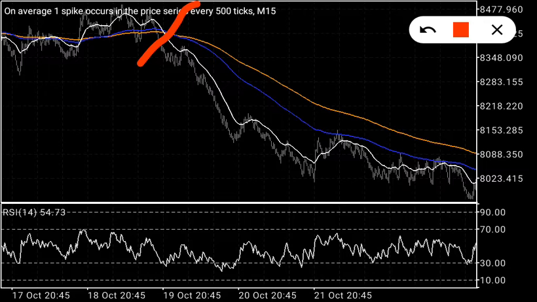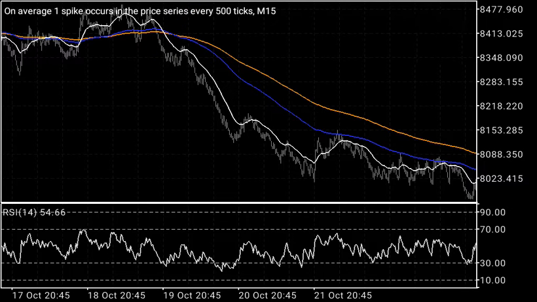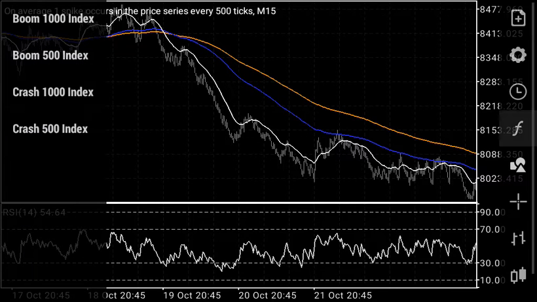A situation whereby moving averages, either your fast or your slow or your trend moving averages, cross themselves. In my case, I used the white. Let's go to our chart so that we can see.